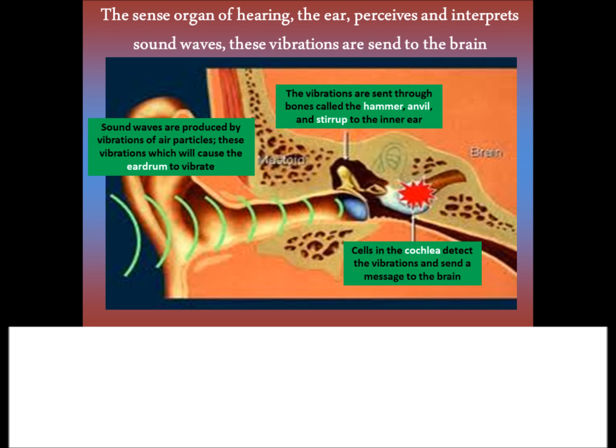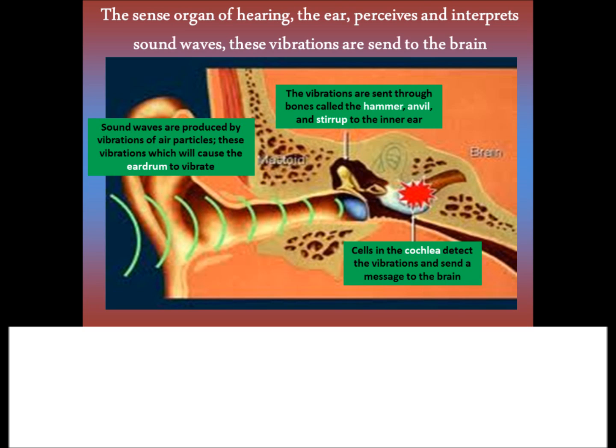The second sense organ I'm talking about is the sense organ of hearing, the ear. Now, the ear perceives and interprets sound waves, and these vibrations will then be sent to the brain. I provided you with a very brief overview of how we interpret sound waves and basically how we hear. So the ear can be divided into the outer ear, the middle ear, and the inner ear. The outer ear is basically what we see if you look in the mirror.